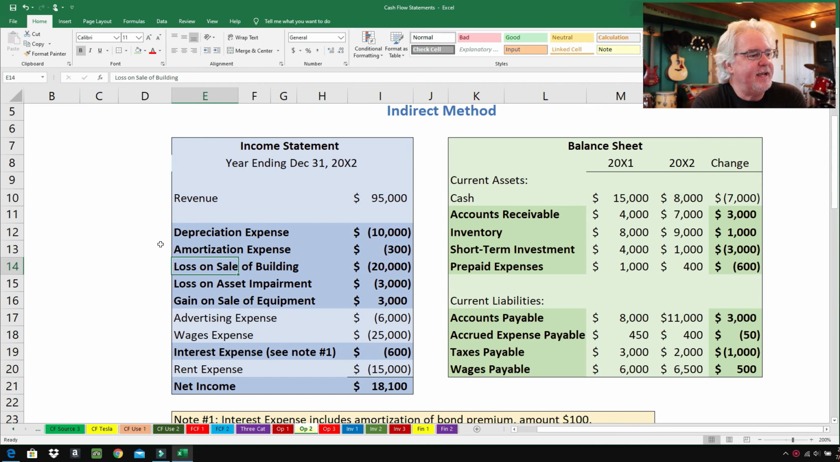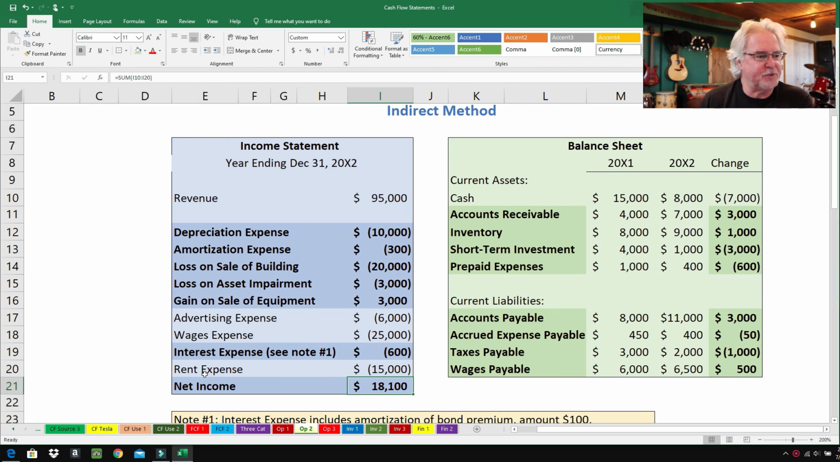However, we've got a gain on sale of equipment, and this gain has nothing to do with cash either. With non-cash expenses and losses, we add those back. With gains, we subtract them out because we're trying to get this final net income figure to reflect cash. Coming down here, we've got a few expenses that do have a lot to do with cash, so we'll leave them alone. But here's something that's rather advanced.